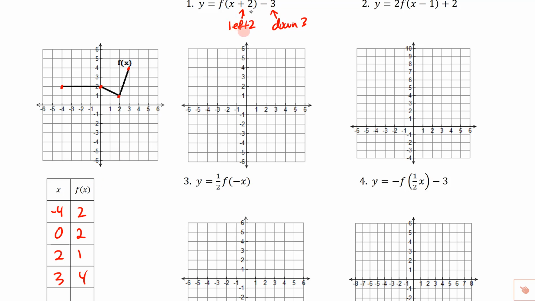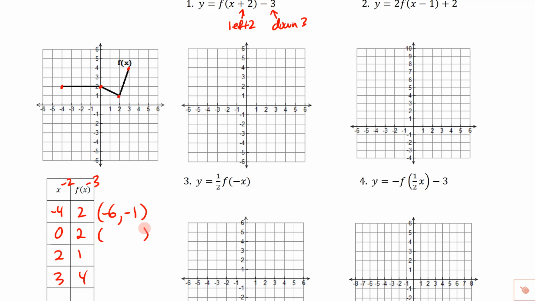So if I'm going to take the x coordinates, I'm going to move those left 2. Here's what I need to do. I need to take each one of these, and I need to subtract 2 from it. If I'm going to take the y coordinates and I'm going to move them down 3, I'm going to take each one of these function values and I'm going to subtract 3. So here's what happens if I do that. If I take this and I subtract 2 from it, I get negative 6. If I take 2 and subtract 3 from it, I get negative 1.